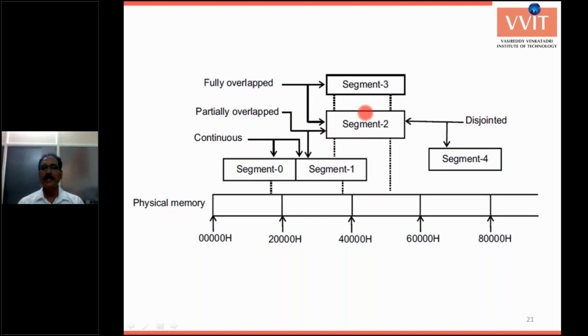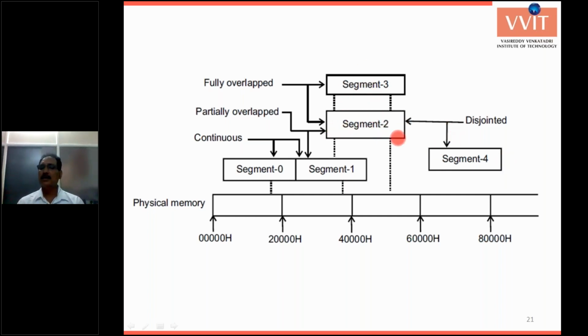Segment 1's ending location shares some locations with the starting location of segment 2. That is, segment 1 and segment 2 are partially overlapping. Or fully overlapping: if segment 2 has the same offset and the same base address, all addresses are overlapping.